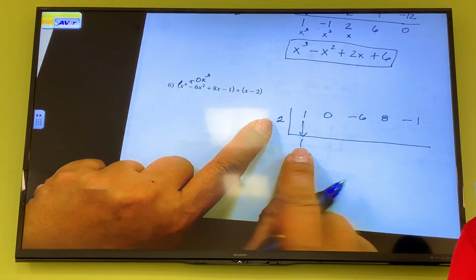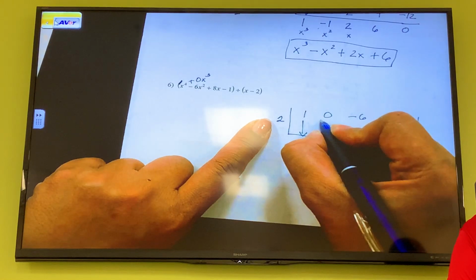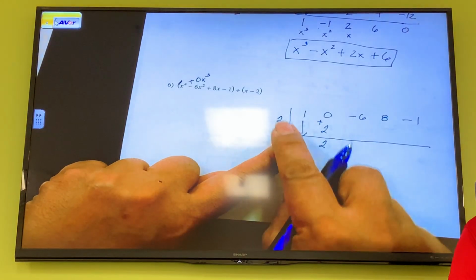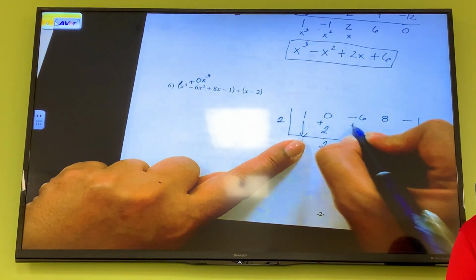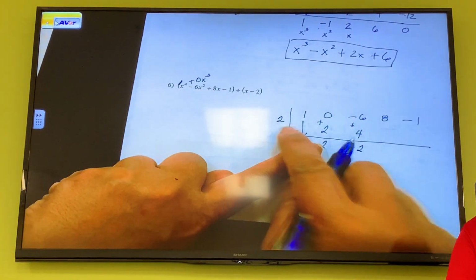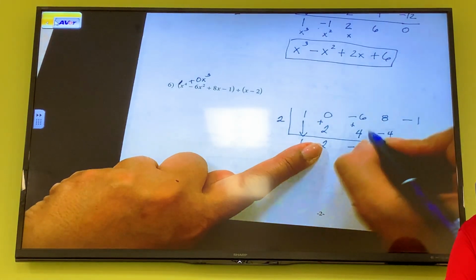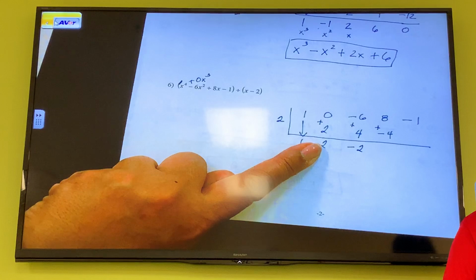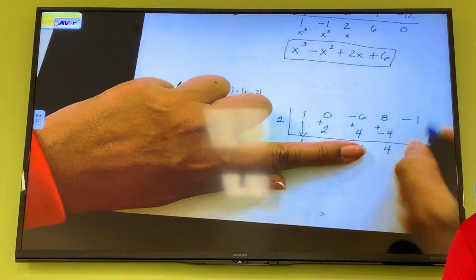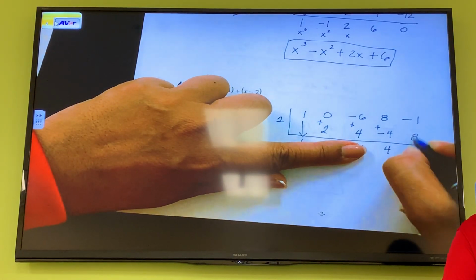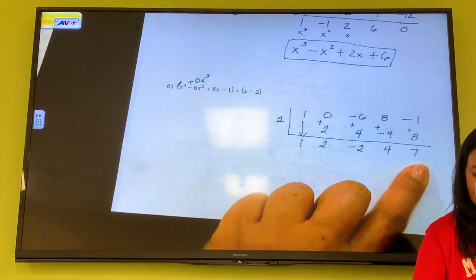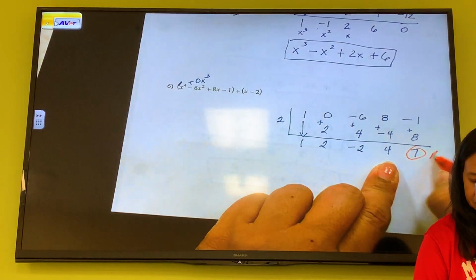1 times 2 is 2. We always add. 0 plus 2 is 2. Multiply again. 2 times 2 is 4. We add again. Negative 6 plus 4, negative 2. Negative 2 times 2 is negative 4. We add them again. 8 plus negative 4, positive 4. And last but not the least, 4 times 2 is 8. And negative 1 plus 8 is 7. So the 7 is our remainder. The last number is always our remainder.